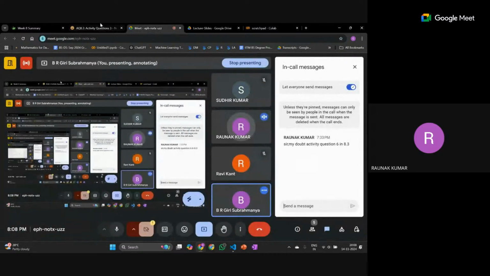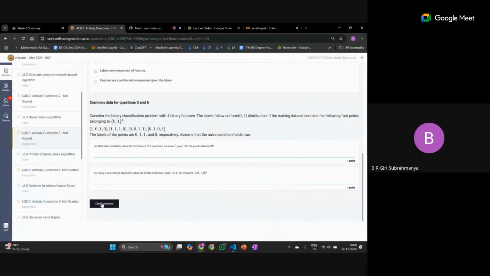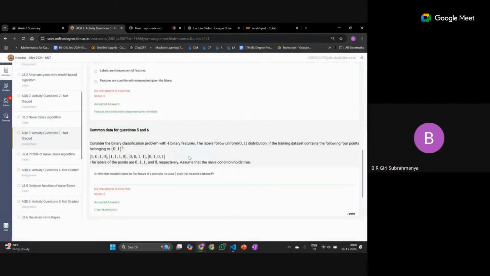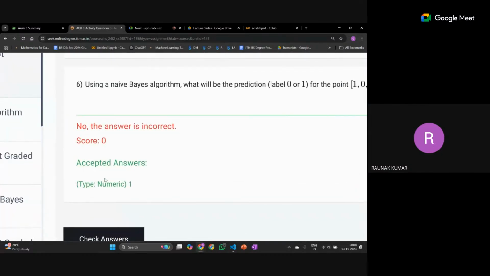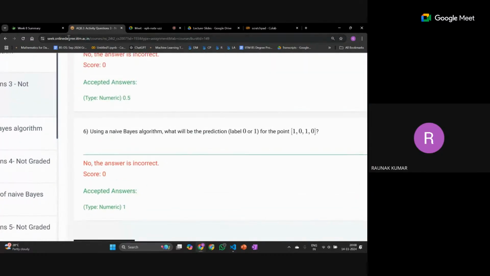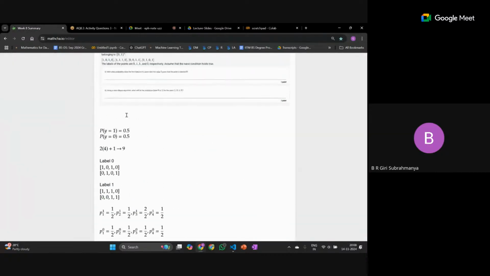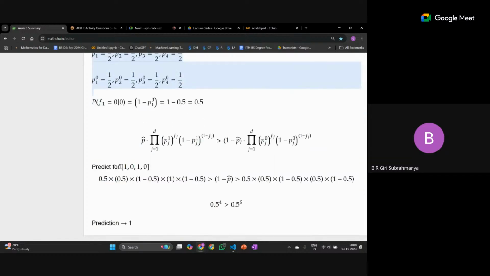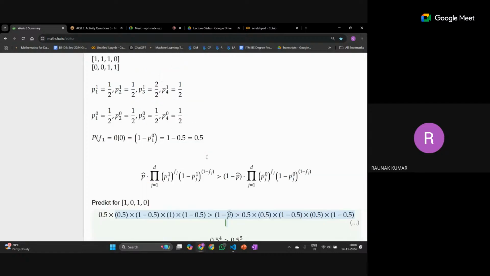All right. So let's check. For the first answer, it's 0.5. And for the second answer, the prediction is 1. Right? Okay. So what you have to do is you write all the parameters like this. Then based on the data point, you apply one by one. There are too many parameters, too many notations, so you'll get confused.